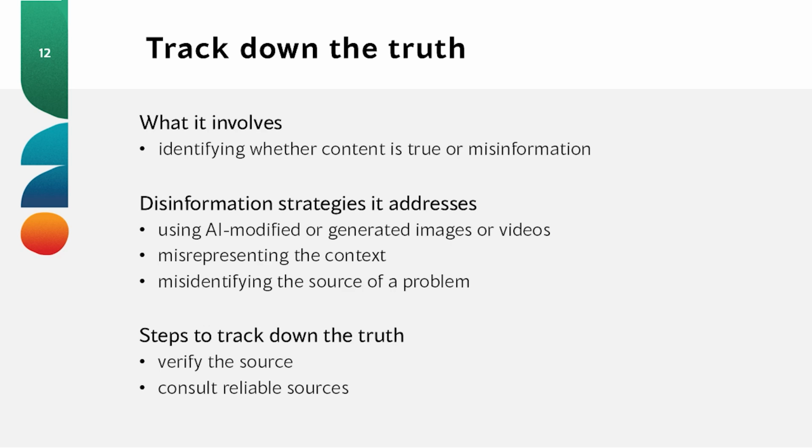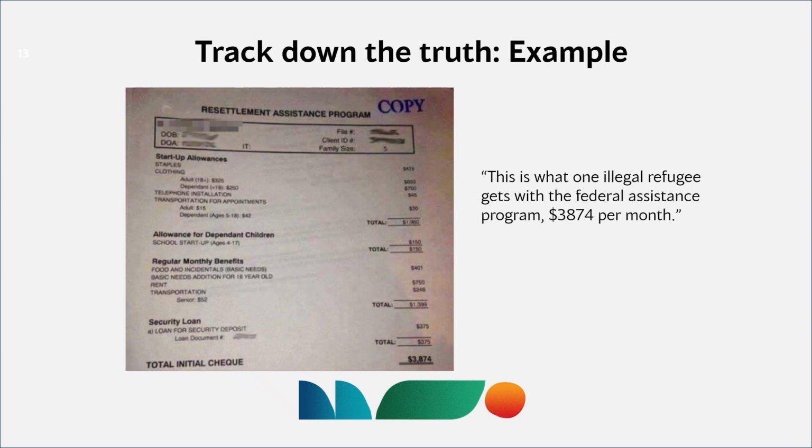Tracking down the truth involves verifying the source, using a fact-checking tool, and consulting reliable sources. We'll consider each of these strategies using an example of disinformation. But before we do, we'd like to provide a content advisory. We will be exploring an example of disinformation that targets immigrants, refugees, and asylum seekers. In September 2017, a Facebook user posted, quote, "This is what one illegal refugee gets with the Federal Assistance Program, $3,874 per month," end quote.